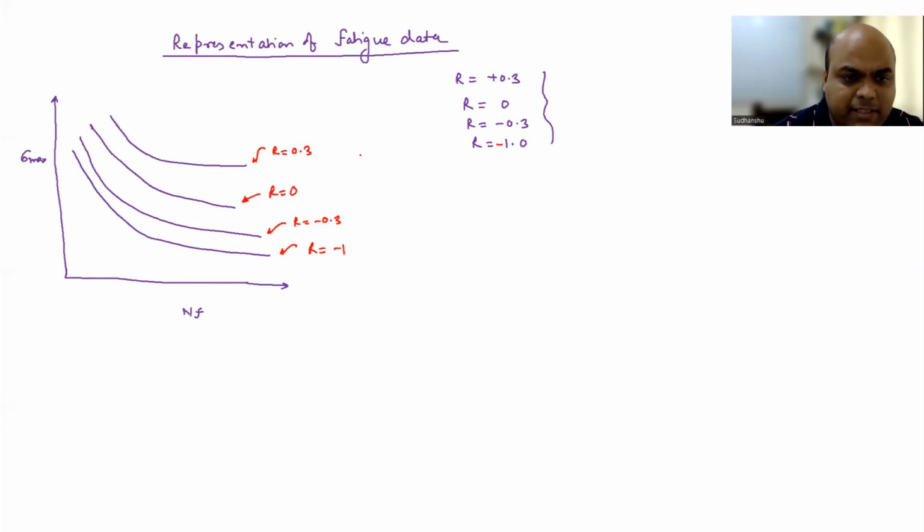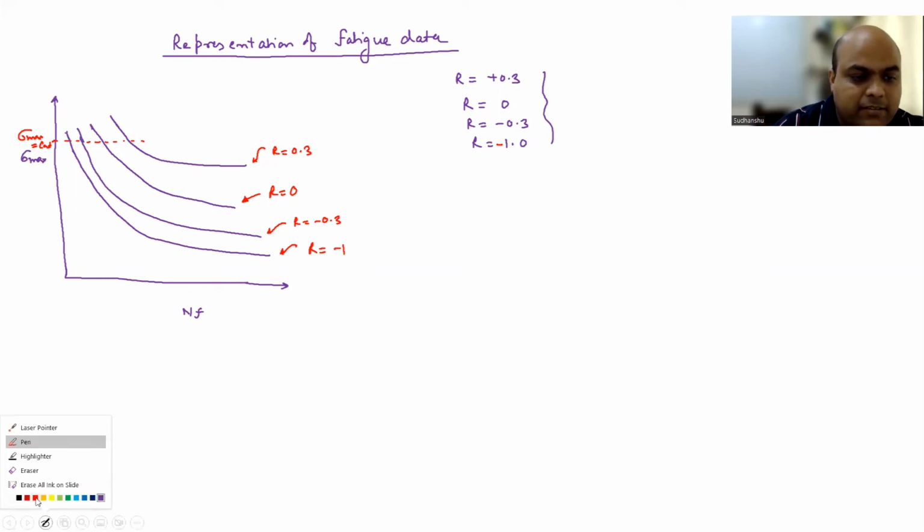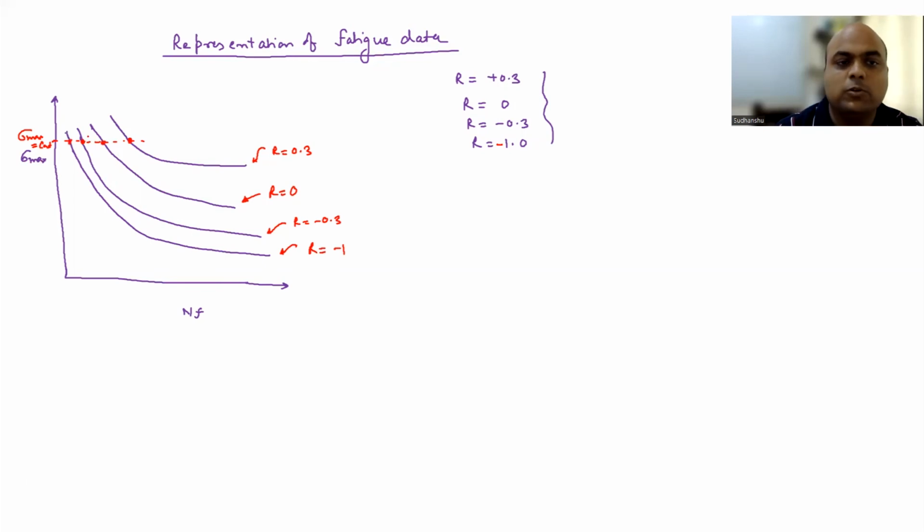What we see here is that the number of cycles to failure decreases if you decrease the R ratio. Let's understand this. Let's say sigma max is equal to a constant, this particular value. I'm going to extend the curve for better understanding. What you observe is that at R equal to 0.3, with sigma max constant, N_f is the highest, and at R equal to minus 1, N_f is the lowest. Sigma max is constant. So let's make two plots.